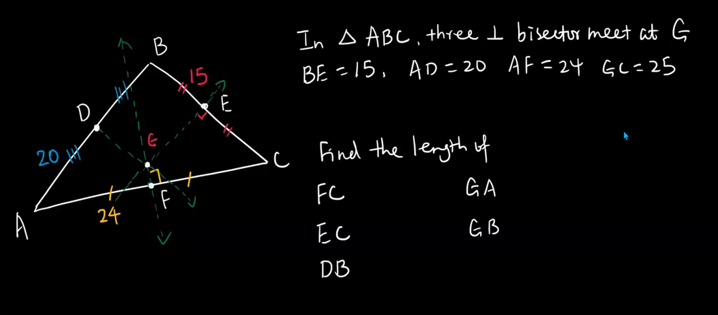Welcome back. Looking at this diagram with all these colors, you might think, oh, it's a complicated question. Actually, it's pretty simple. We're going to use a rule that is called concurrency of perpendicular bisector of a triangle. What is called concurrency? Let's talk about it.